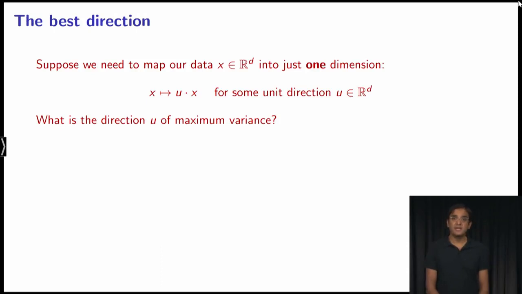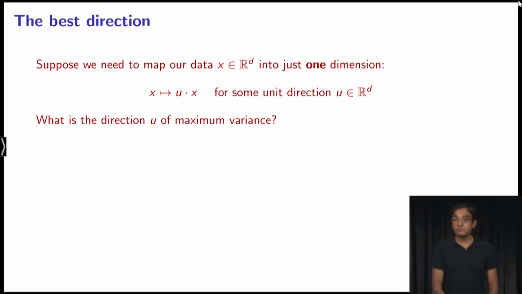So suppose we have a data set in d dimensions, and we want to map it down to just one dimension. We want to project it down into one dimension. So we find a unit vector u, and the projection then is just the dot product u dot x. We want to find the direction u for which this projected data has as much variance as possible, is, in a sense, as informative as possible. What is the direction of maximum variance? How would we find that?